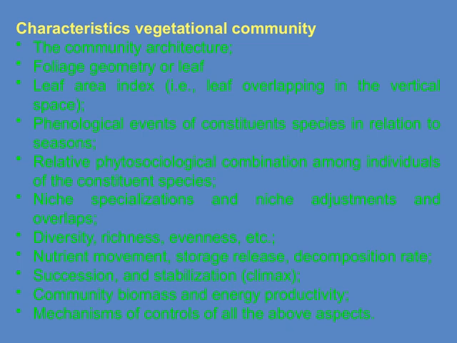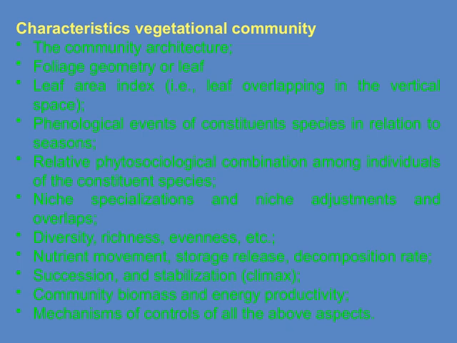Diversity, richness, and evenness tell us about the variety and balance of species present, which are essential for resilience and stability. Nutrient movement, storage, release, and decomposition rates shape the nutrient cycling within the community, affecting plant growth and overall productivity. Succession and stabilization, culminating in a climax community, describe how communities develop and reach a relatively stable state over time. Community biomass and energy productivity reflect the total amount of living material and energy generated by the community, which are indicators of its vitality and ecological function.